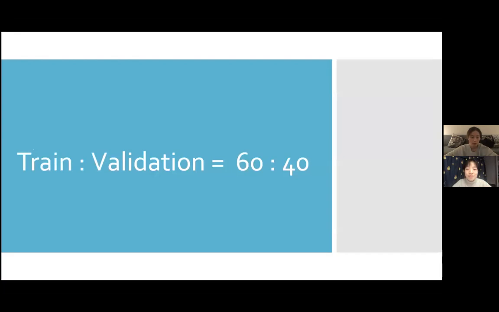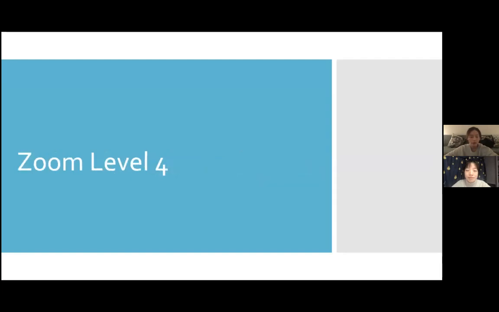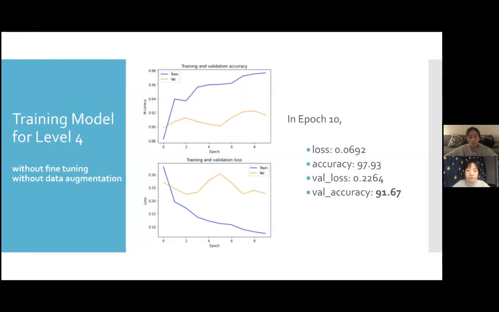Okay, so now I'm going to talk about the training process. For the first step, we basically just split our data set into 60% for training and the rest 40% for the validation. And then we're going to apply 3 different models for each level. So first we can take a look at level 4.